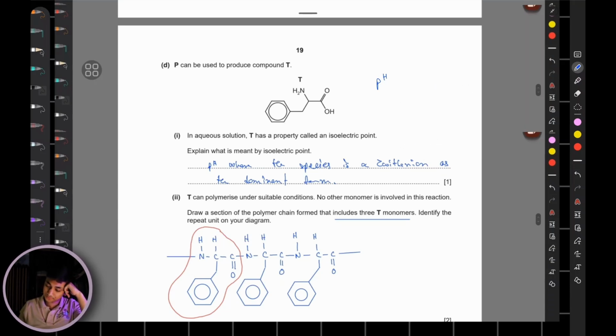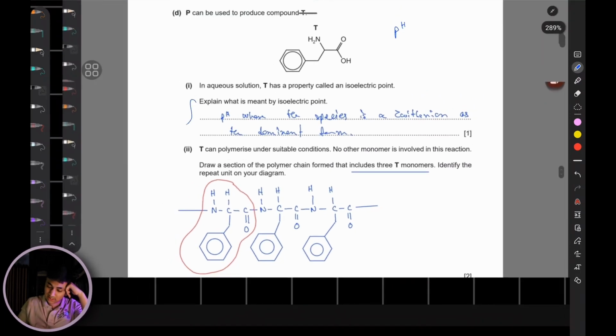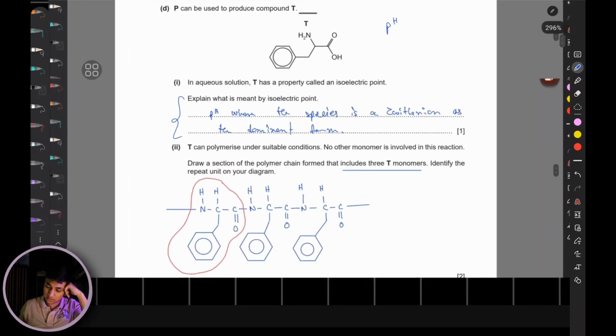Fair enough. Now, pH when the species is a zwitterion as the dominant form. Fair enough. So this is how you're going to answer part 1.